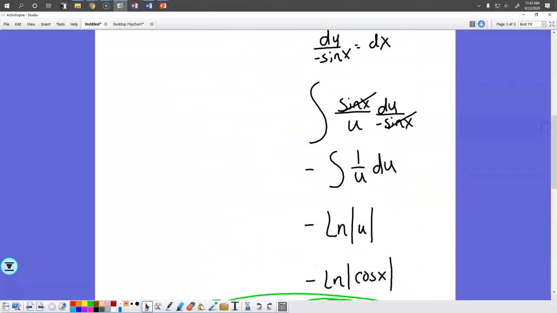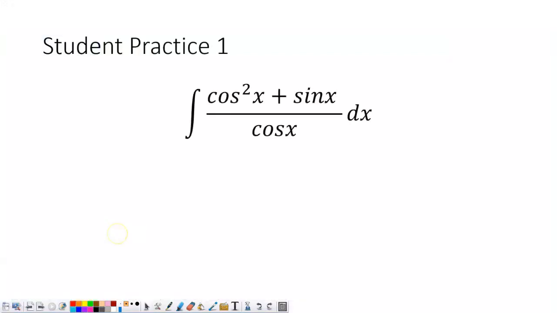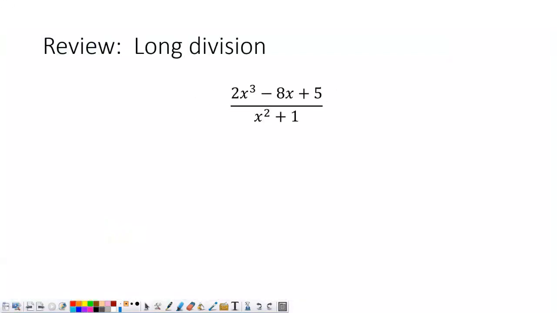Okay? All right, so that's one of our strategies, splitting the numerator. Let's go ahead and take a look at our next strategy, which is something that involves a pre-calculus topic known as long division. So we need to review how to do long division. It's been a little while since you guys have done it.